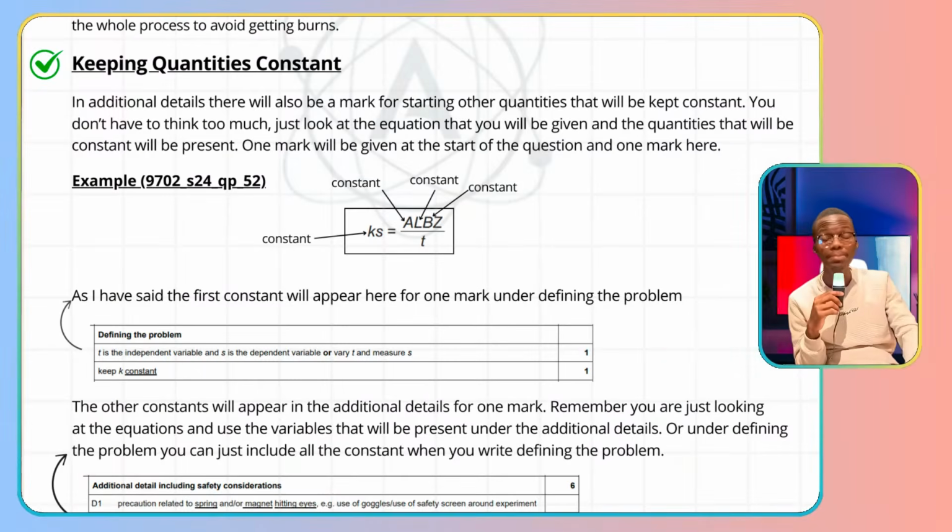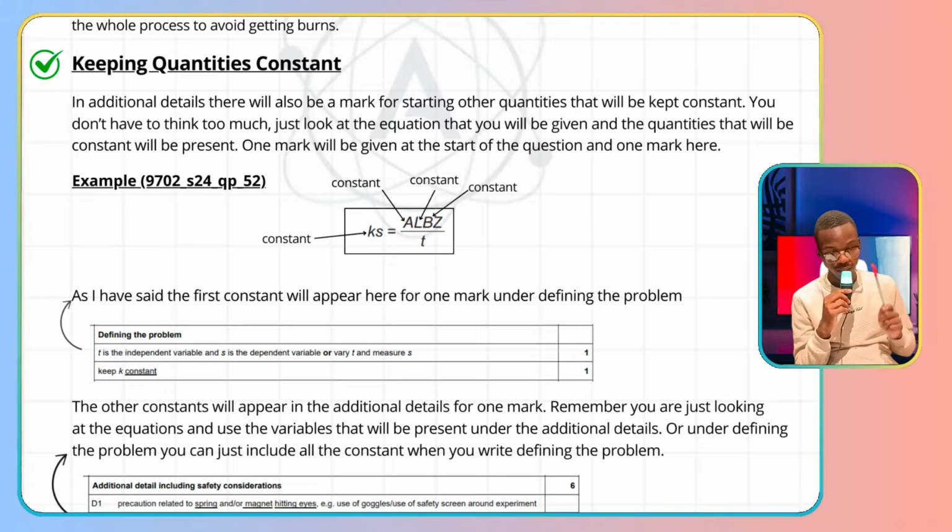So the first one is keeping quantities constant. In additional details, there'll also be a mark for stating other quantities that will be kept constant. Now, you don't have to think too much about this. Just look at the equation that you will be given and the quantities that will be present and the constants as well. 1 mark will be given at the start of the question and 1 mark here. So remember the first, defining the problem, I said state something that's constant. Well, here, you're also doing the same thing. You're also stating something that's also kept constant.